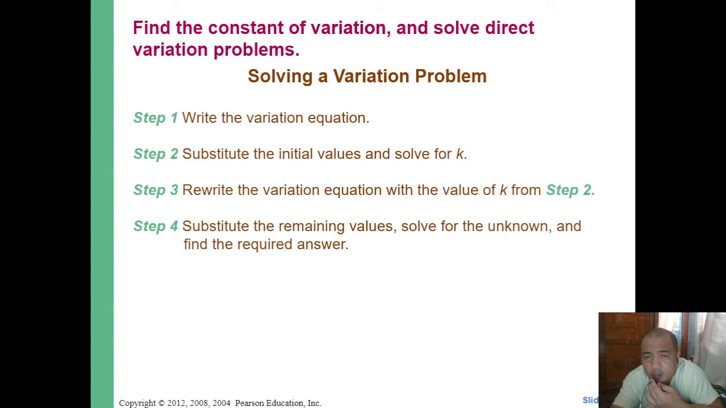Find the constant of variation and solve direct variation problems. So in solving a variation problem, step 1, write the variation equation. Step 2, substitute the initial values and solve for k. Step 3, rewrite the variation equation with the value of k from step 2. And substitute the remaining values, solve for the unknown, and find the required answer.